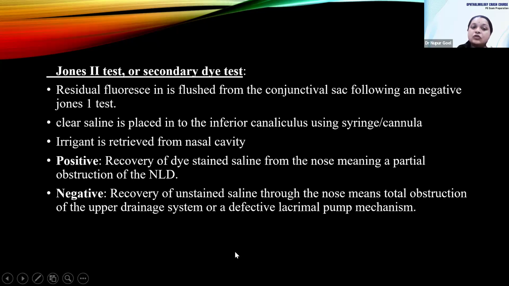So Jones 2 test is where the residual fluorescein is flushed from the conjunctival sac following a negative Jones 1 test. So clear saline is placed in the inferior canaliculus using a syringe or cannula, and the irrigant is retrieved from the nasal cavity. So it is positive when the dye-stained saline is recovered from the nose. That means there's a partial obstruction of the nasolacrimal duct, which you were able to overcome by injecting it through the canaliculus. It is negative if there's recovery of still unstained saline to the nose. That means either there was a total obstruction of the upper drainage system or a defective lacrimal pump mechanism.